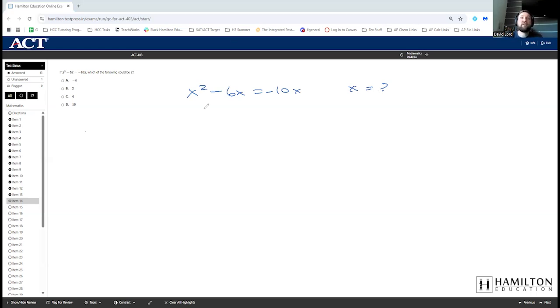You could lastly set this equal to 0. And if you did that by adding 10x to both sides, you'd get x squared plus 4x is equal to 0. And you could do a quick factoring thing. From here, we get x is 0 and negative 4. So we get two solutions, but there's only going to be one solution here. And so that's why the answer was A. So yeah, all those would work.